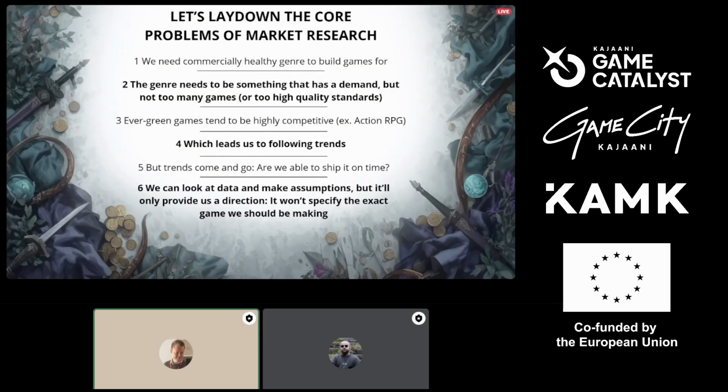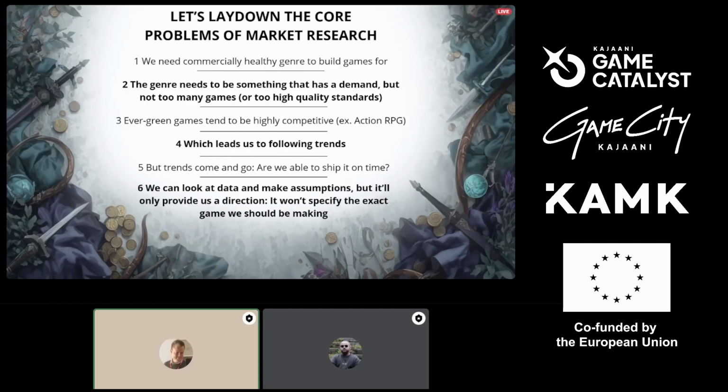So there's a lot of text on the screen. You don't have to read that through. I'm just listing the things that we are going to be looking at next. These are the problems that we listed within the previous slides. The problem is that we need a commercially healthy genre to build games for, but it's very hard to determine that healthy genre. The genre needs to be something that has demand, but not too many games or too high quality standards. That's also a problem. How do we solve that?